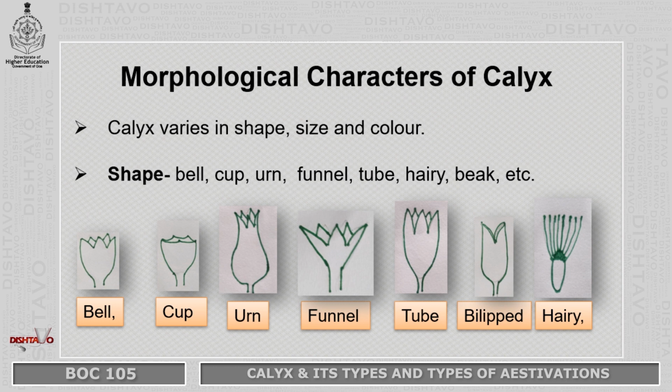Let us learn the morphological characters of calyx. Calyx varies in shape, size and color. The shape of the calyx may be like a bell, cup, urn, funnel, tube, hairy or like a beak.